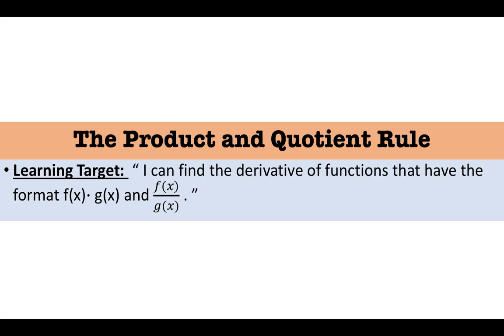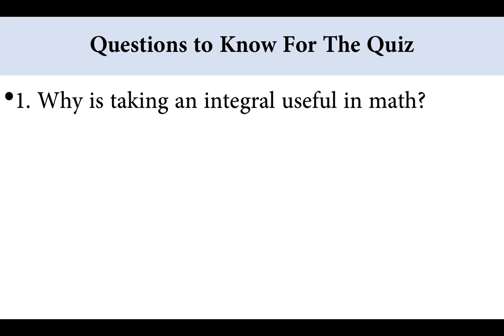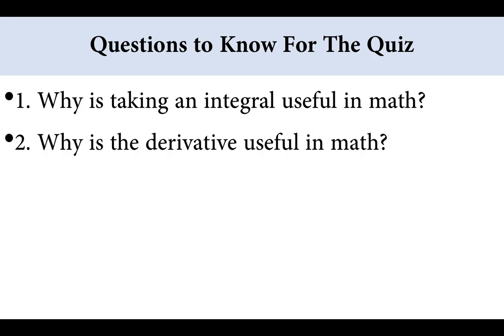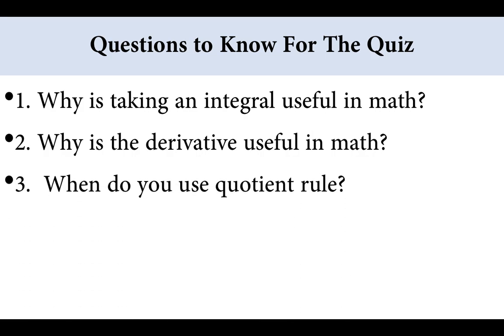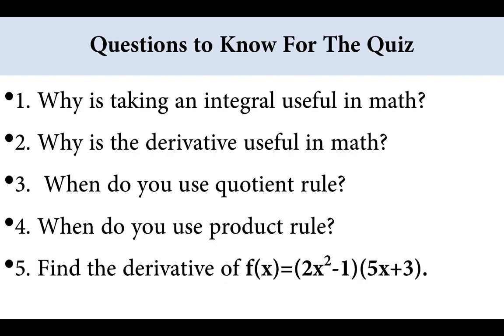Before we actually delve into what the product and quotient rule is and how it relates to derivatives, let's have a little bit of background. So, questions to know for the quiz at the end. Number 1, why is taking an integral useful in math? 2, why is a derivative useful in math? 3, when do you use the quotient rule? 4, when do you use the product rule? And 5, you're going to be expected to find the derivative of f of x equals 2x squared minus 1, all times f of x plus 3.